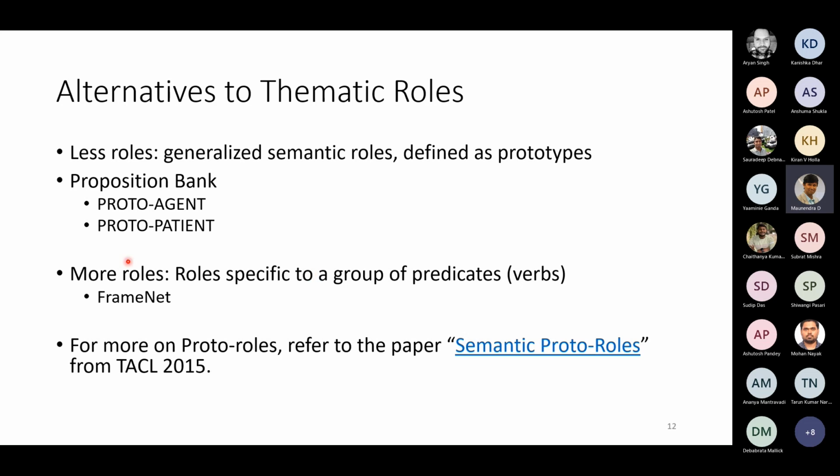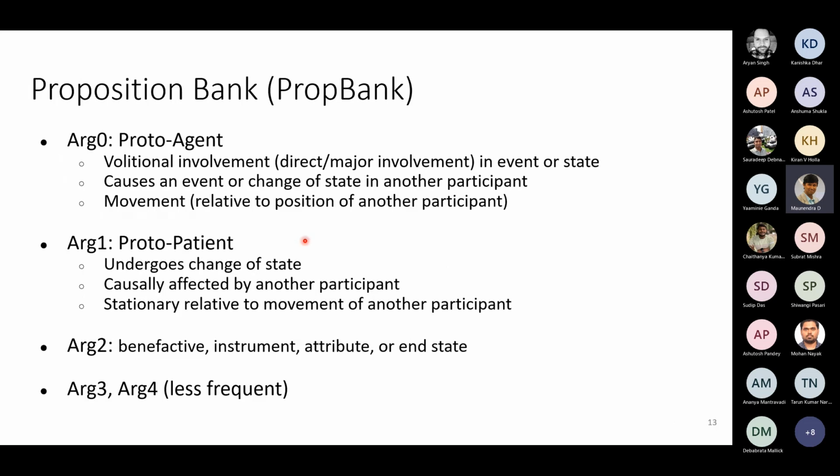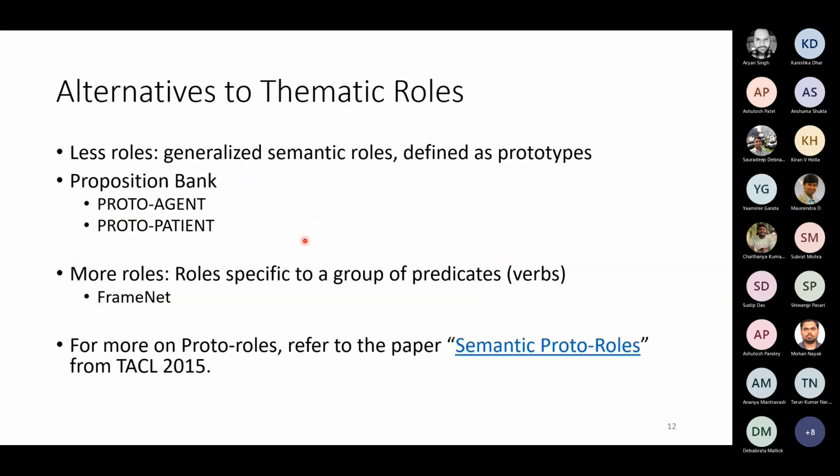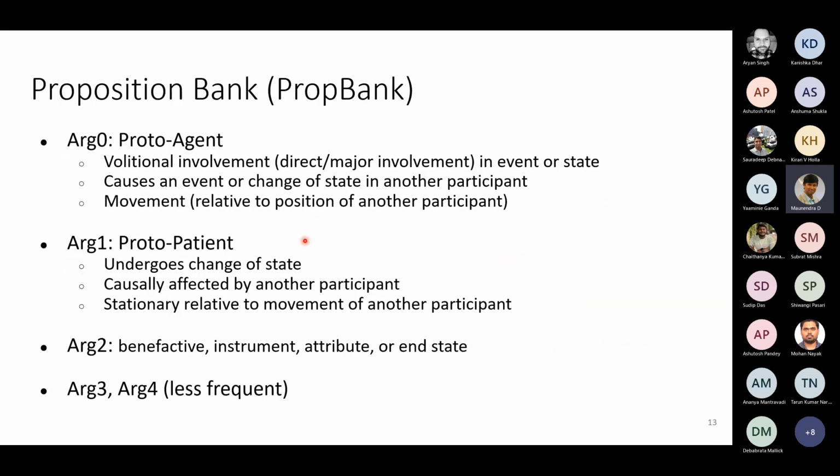So that's where this comes in. There was this data set called PropBank, or proposition bank, where the most common two roles, people say, are proto agent and proto patient. The definitions will be there in some future slide. Just confirm that. Yeah, so proto agent and their examples are also there. Fine, so let me move on to this one.